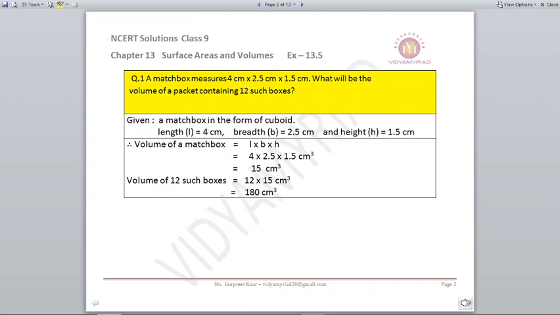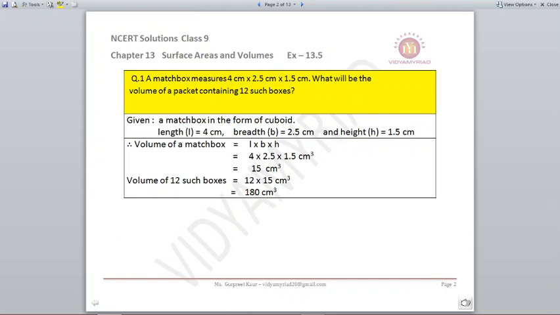So if you see question number 1, the matchbox is there, and it forms a cuboid. Its measurements are given to you as 4 into 2.5 into 1.5. We need to find out the volume of a packet containing 12 such boxes. Volume is basically the capacity, how much it can hold. So the volume of a matchbox is L into B into H, which is that of a cuboid. It comes to 15 centimeters cube.